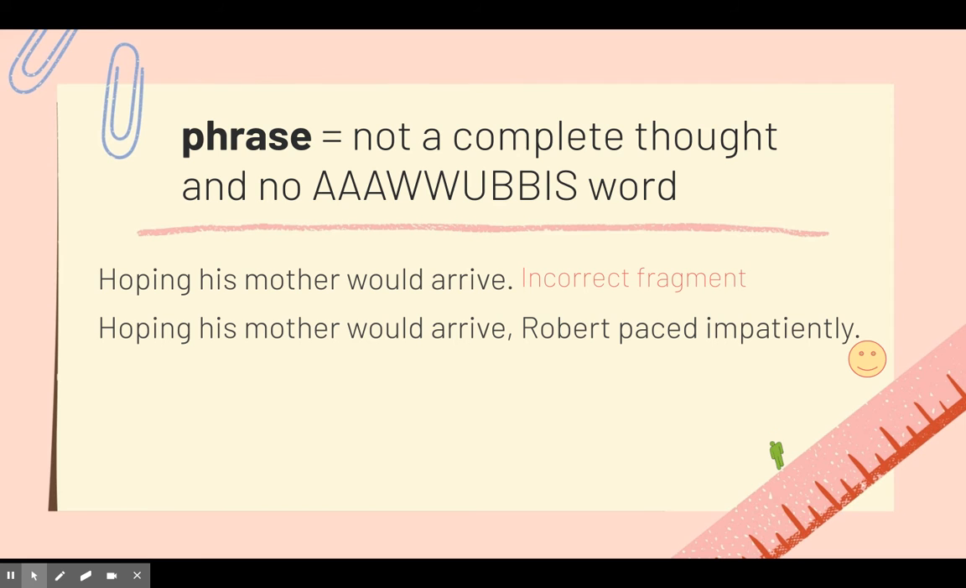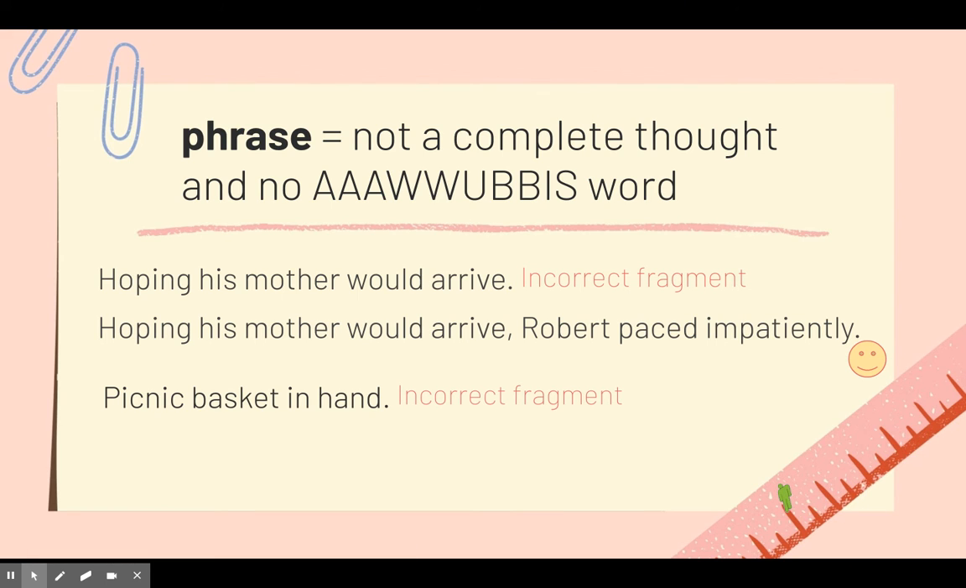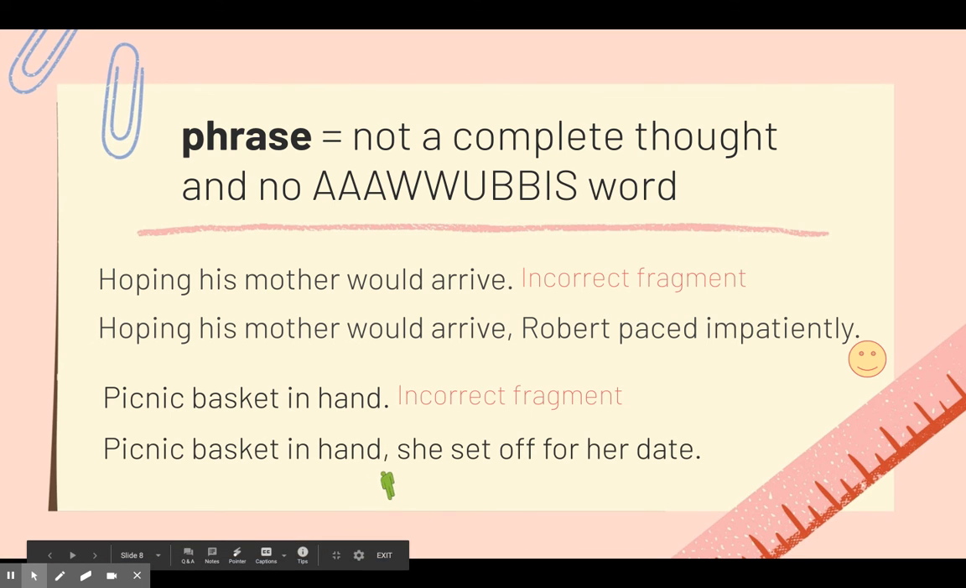That's good. That's correct. Here's another example of a phrase. Picnic basket in hand. Well, that's a fragment, right? But if you attach it with an independent clause, it becomes a phrase. So picnic basket in hand, comma, she set off for her date. So now we have an independent clause with a phrase. Notice these don't start with awubis words. Hoping isn't an awubis word, and picnic isn't an awubis word. This is called a phrase.